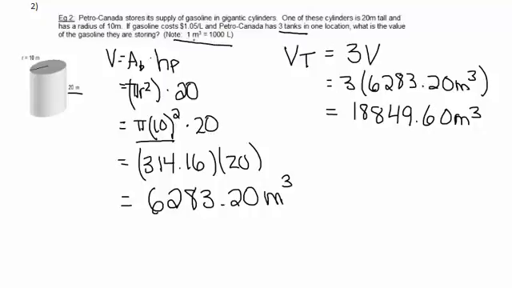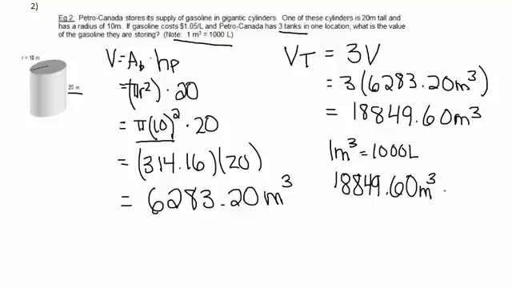Now the final part of the question is to convert that into liters. So it says here 1 meter cubed is equal to 1,000 liters. So to convert this into liters, we simply multiply this by 1,000. So 18,849.60 meters cubed times 1,000 liters is equal to 18,849,600 liters.